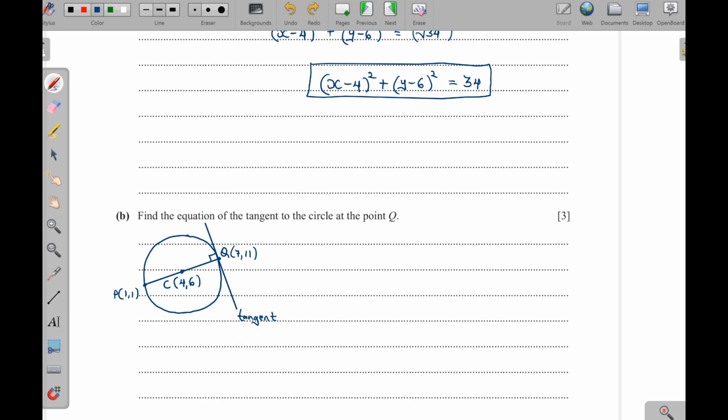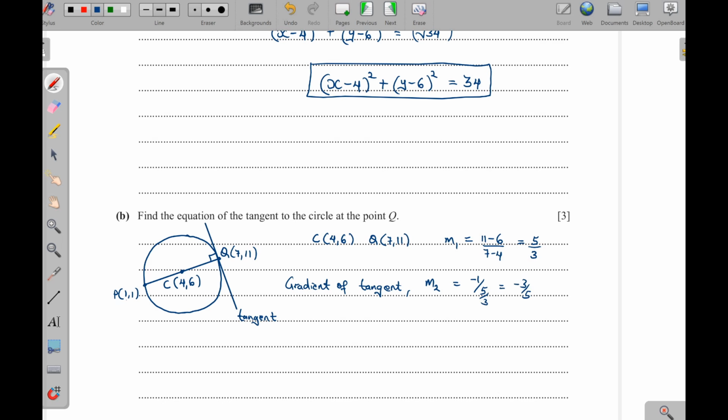So that means I can use C and Q to find M1, okay? So our M1 then will be the change in y, that is 11 minus 6, over 7 minus 4. 11 minus 6 gives us 5. 7 minus 4 gives us 3. Then we need to find M2, which will now be the gradient of the tangent, okay? The gradient of the tangent M2 then will be negative 1 over 5/3, which is going to be negative 3 over 5.